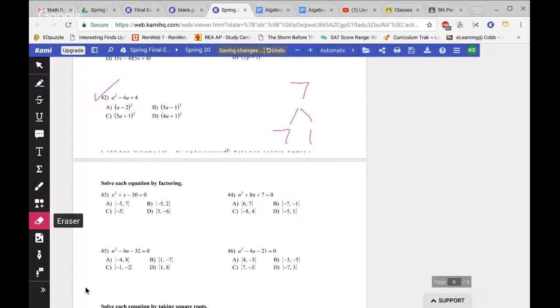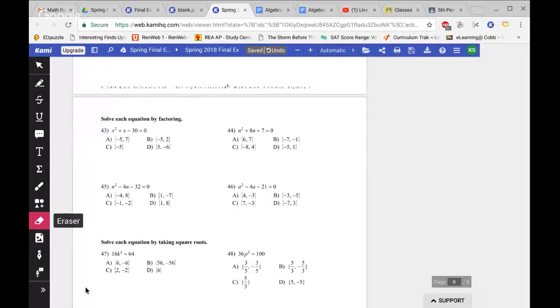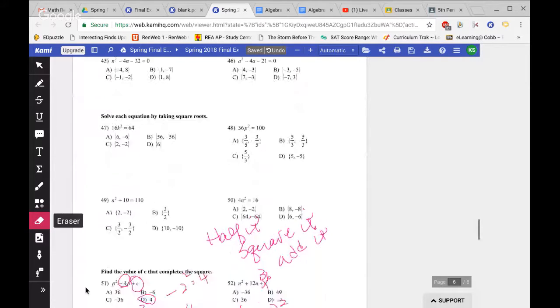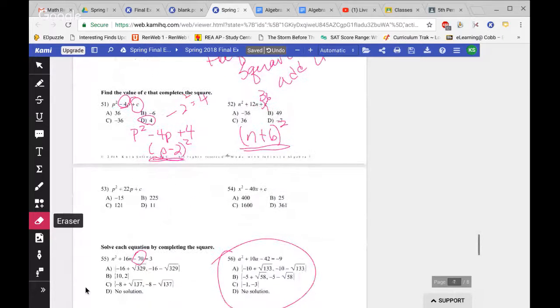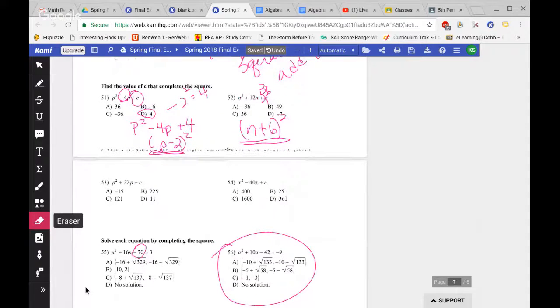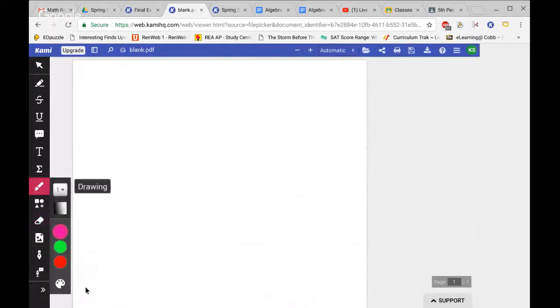Can we go over solving each equation by completing the square? Absolutely. Okay, thank you. Not a problem. Especially after we just did what we did, like this find the value of C that completes the square. I am going to ask a favor of you. Will you read me the first one? Yes, ma'am. Okay, I'm ready.